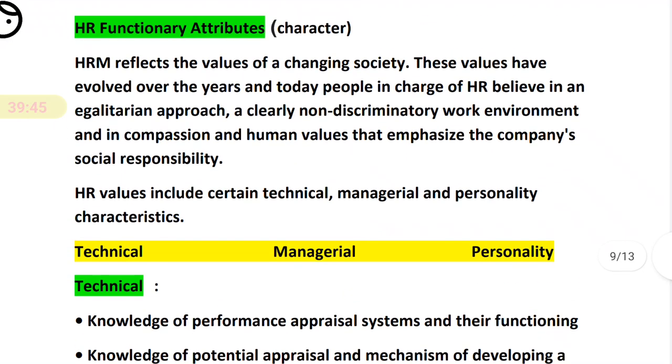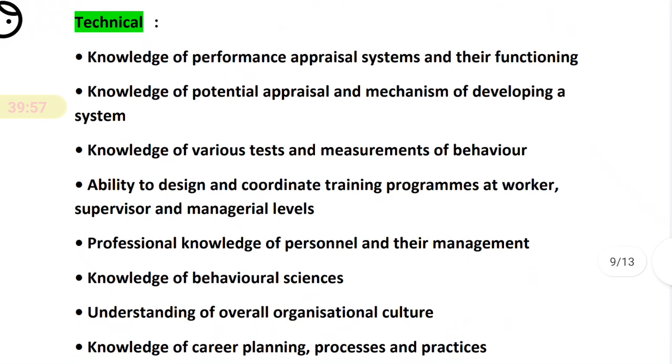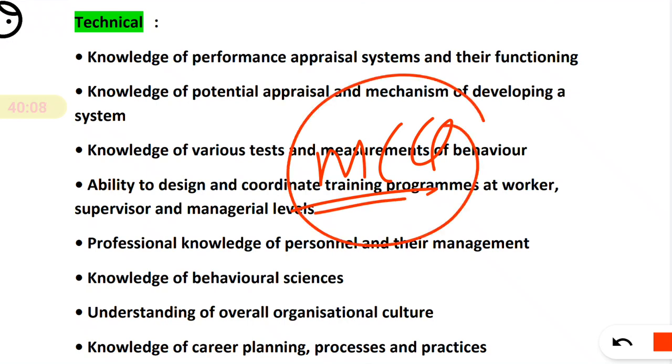So just a keyword here. What you have to remember is that for HR functionary attributes, being an HR, you should have technical, managerial as well as personality characteristics. Okay, I will just read whatever data they have given for technical. We will just take an overview. When we solve the MCQs, at that time you will get more clarity about how the question can be framed. So before directly moving to the MCQs, that's why we are taking a brief overview of the theory part.